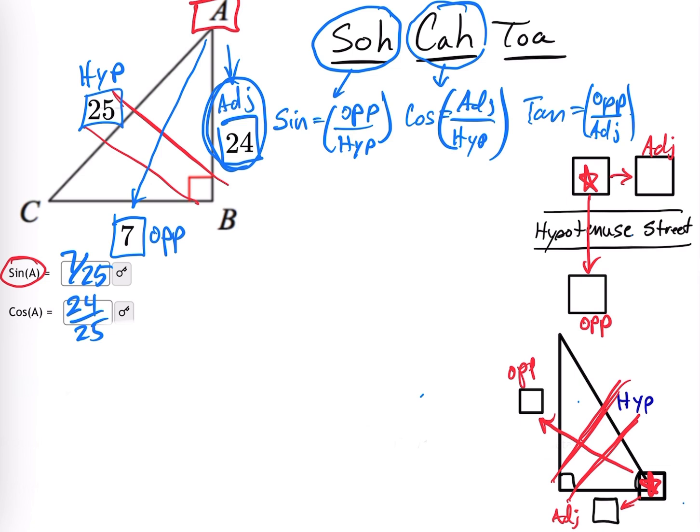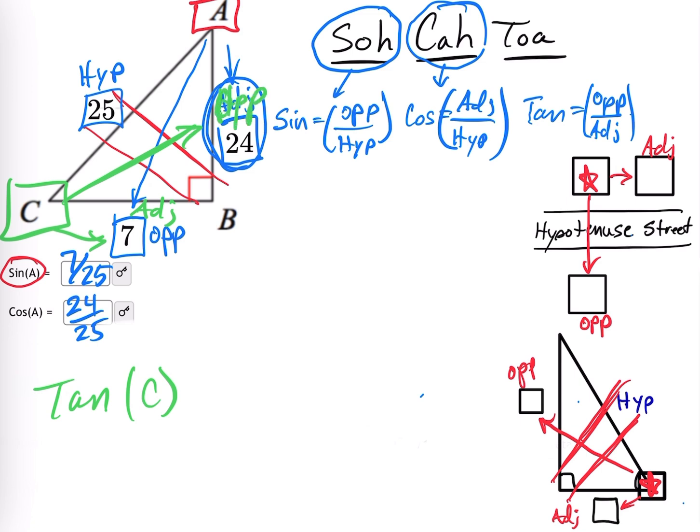Lastly, this could also take a turn, and it could say, well, what about tangent of angle C? Well, tangent of angle C means now you live right here. So what was originally opposite becomes adjacent, and so on, because now Hypotenuse Street doesn't change, but this is your next door neighbor. This is adjacent now. And then straight across the street from angle C, this becomes the opposite side. So tangent again is opposite over adjacent.